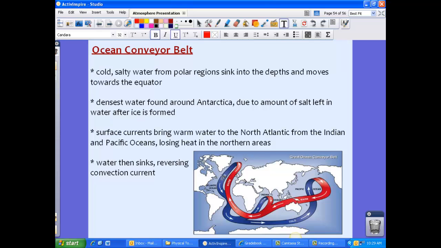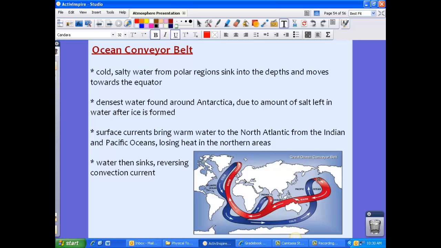Now, as the water sinks, it's going to reverse convection currents. So in this big conveyor belt, think of warm air rising, cold air falling. Same thing with water. We have cold water sinking because it has a higher density, probably a higher salt content. And then we have the lesser salt content, warmer water rising towards the top. So it's creating this big global conveyor belt. And this is the big global one.